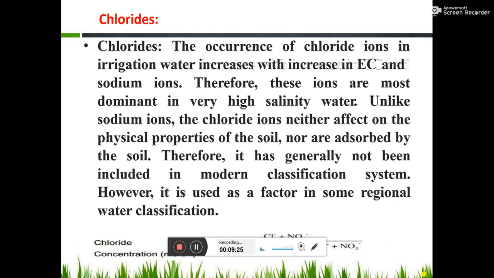Then chlorides. The occurrence of chloride ions in irrigation water increases with increase in EC and sodium ions. Therefore, these ions are most dominant in very high salinity water. Unlike sodium ions, the chloride ions neither affect the physical properties of the soil nor are absorbed by the soil. Therefore, they have generally not been included in modern classification systems because they do not have any effect. However, chloride is used as a factor in some regional water classification.